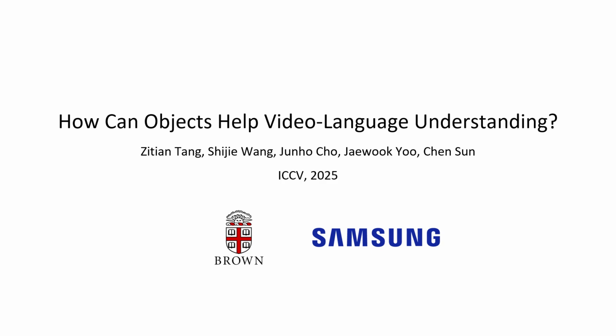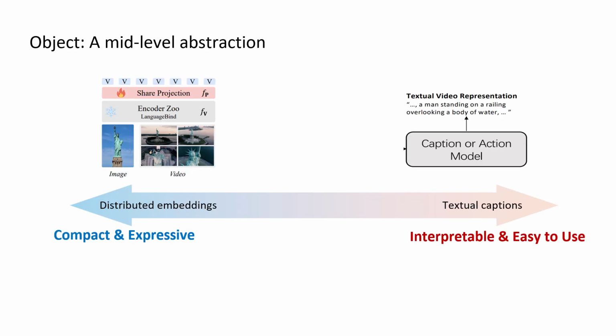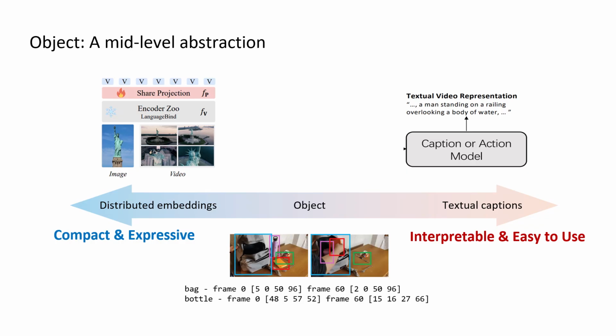Hello, I'm excited to introduce our work, How Can Objects Help Video Language Understanding? Image-level embeddings and captions are widely adopted video representations in multimodal LLMs. Distributed embeddings are compact and expressive, while captions are interpretable and easy to use. But neither is designed to explicitly preserve structured spatial information at the object level.